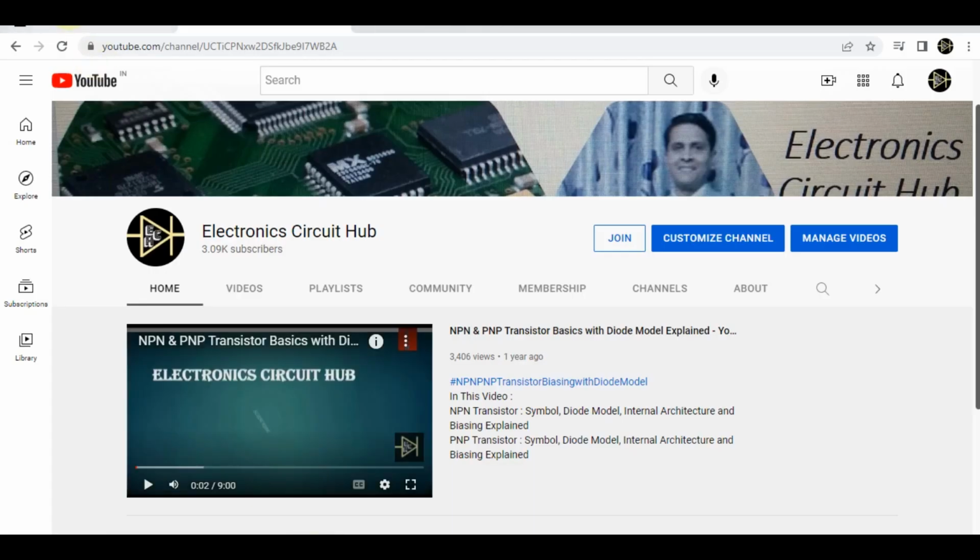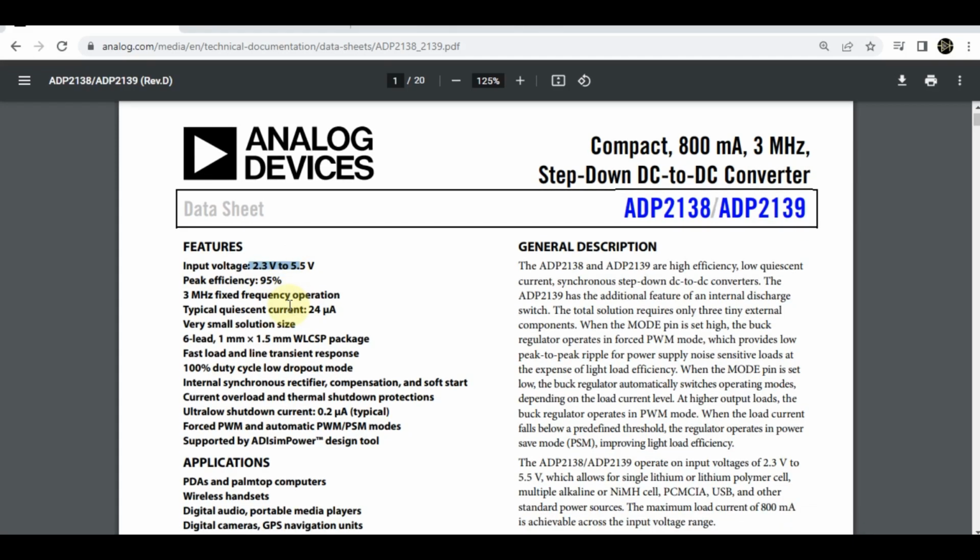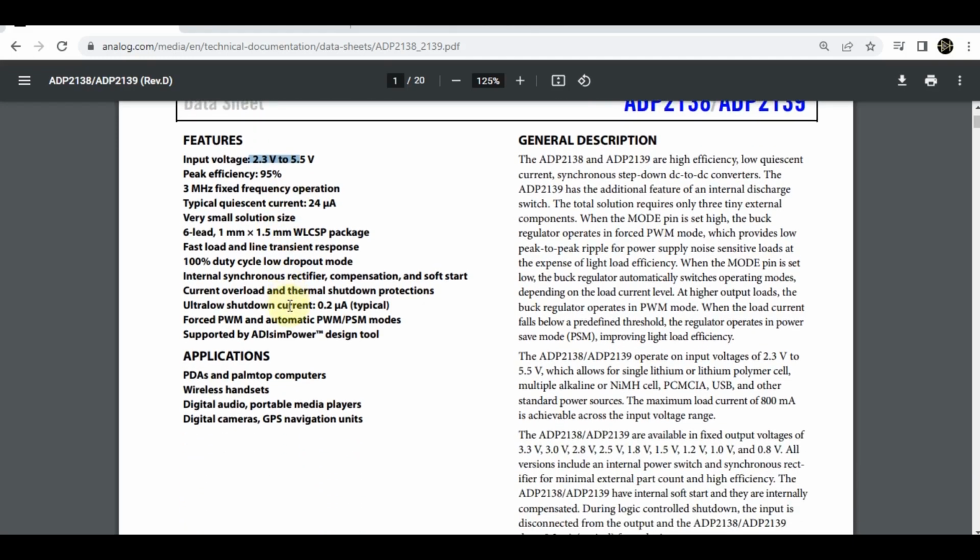If you look at the data sheet of ADP2138, let me show you. This is the data sheet of ADP2138 and 2139. You can find this is a compact 800 milliampere 3 megahertz step down DC to DC converter, and its input voltage is 2.3 volt to 5.5 volt. You can achieve the efficiency of 95%. And if you see the applications here, you can find computers, wireless handset, digital audio, portable media players, digital camera, GPS navigation unit, right?